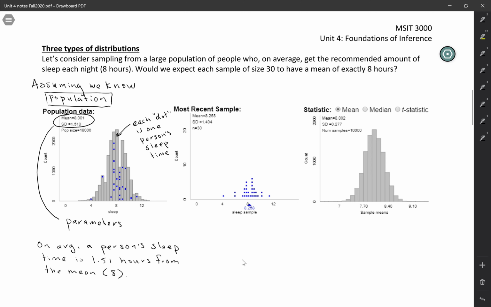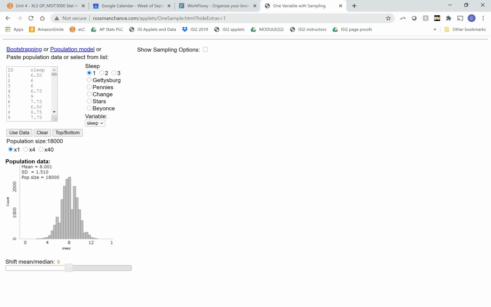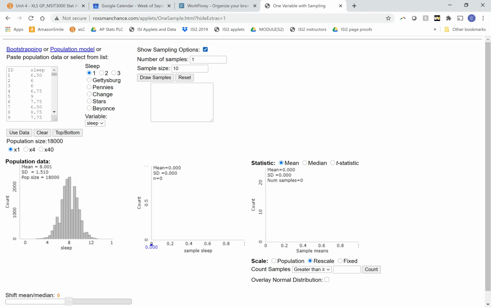So we're going to imagine repeatedly taking samples of size 30 from this population, and we're going to use another applet to do that. We're going to start on this main ISI applet page, but instead of choosing one proportion like we were doing in Chapter 1, this time we're going to choose one mean. So you can see the population there. If I click Show Sampling Options, I can change my sample size. I want a sample size of 30.